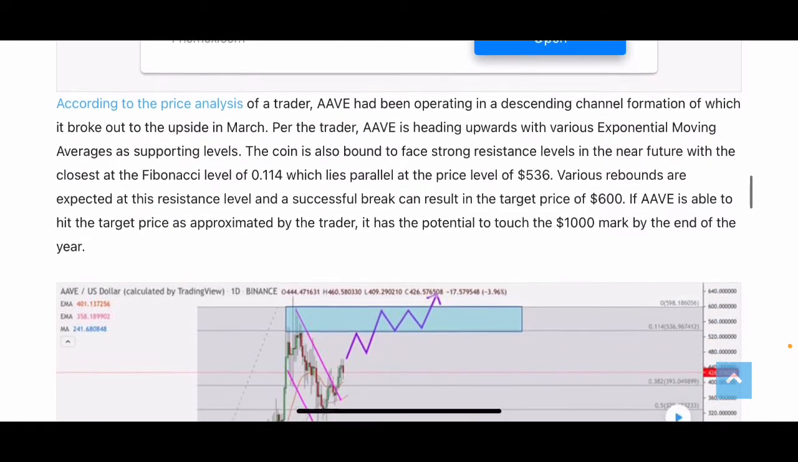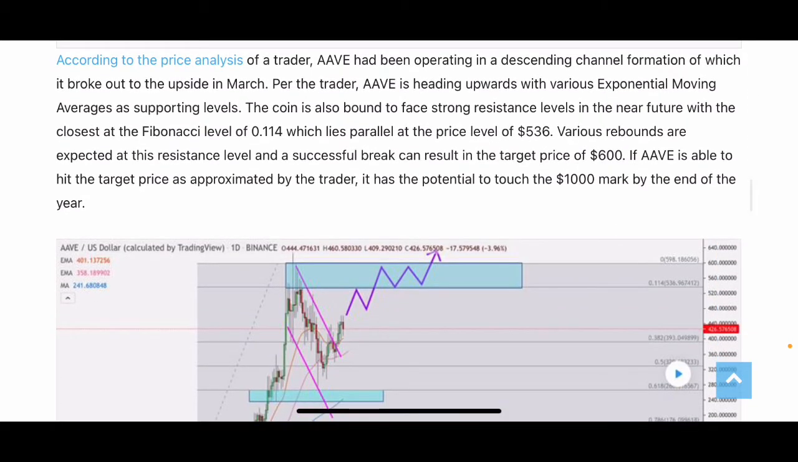According to the price analysis of a trader, AAVE had been operating in a descending channel formation, of which it broke out to the upside in March.